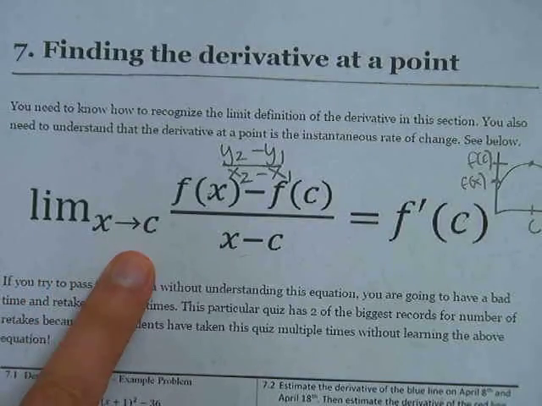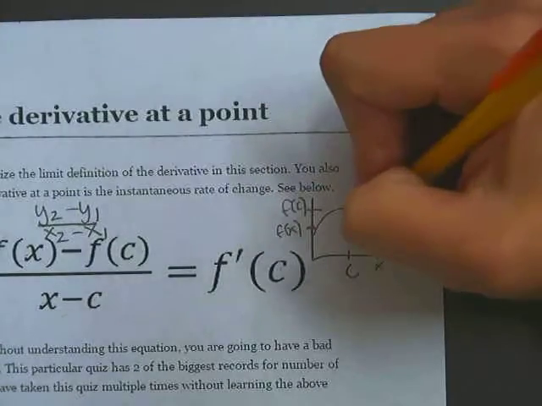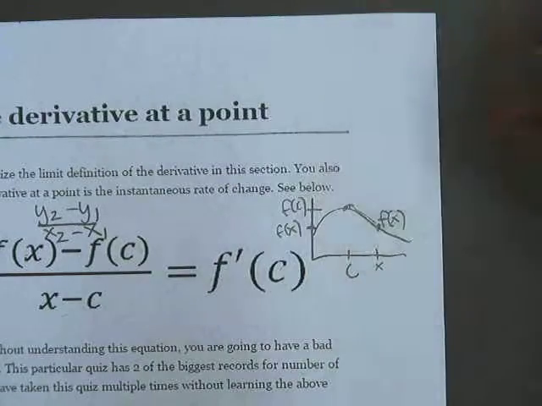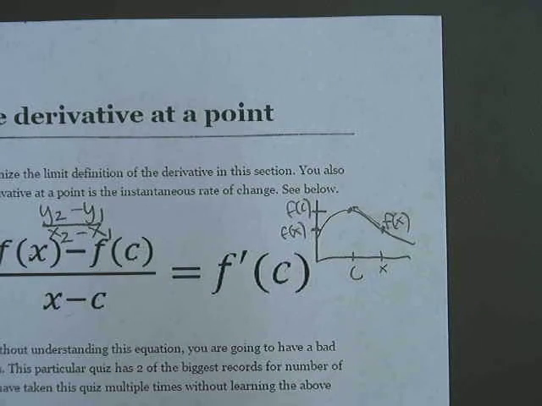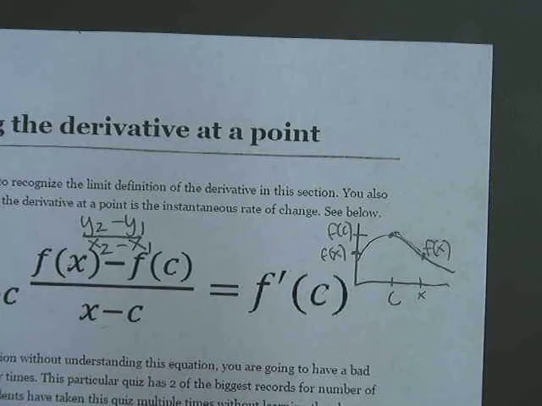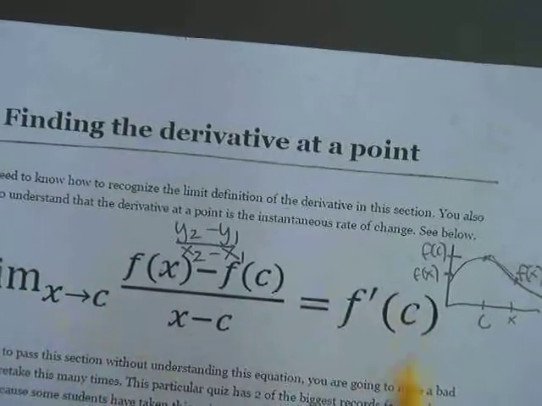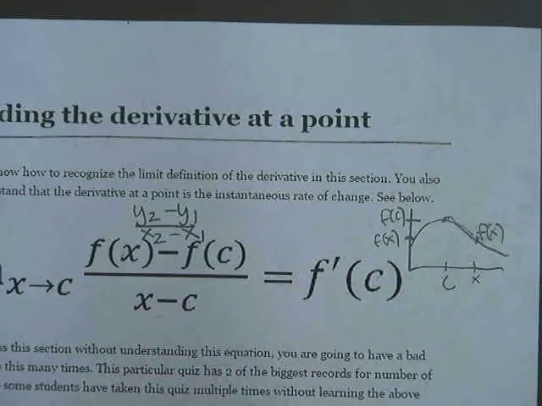Now what our equation says is we're zooming x towards c. So this is actually going towards here, and we're finding the limit as they get really close together, which should give us a pretty accurate, and in the case of a limit, exactly accurate answer for our derivative. So that's why this equation works.